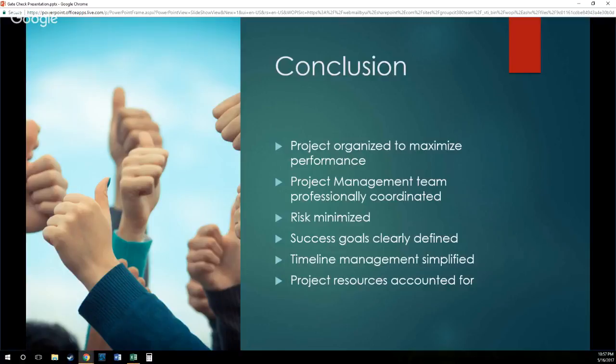Timeline management has been simplified, clearly showing the project managers involved what they need to get done and how they need to do it in a certain time frame. All project resources have been accounted for, which should ensure success when organizing and concluding the event.